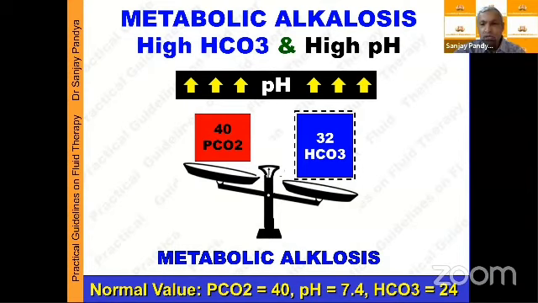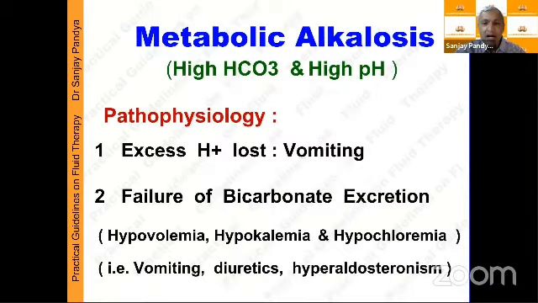Now, in metabolic alkalosis, why does it happen? Why is there an increase in bicarbonate? The answer is that there is excessive loss of H ion, like in vomiting, or there is failure of bicarbonate excretion by the kidney, which occurs in hypovolemia, hypokalemia, hypochloremia. Clinical problems like vomiting, diuretics, patients with hyperaldosteronism.